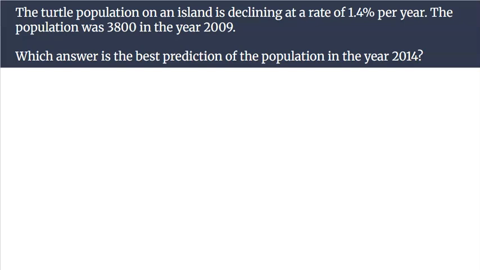All right, let's look at another one here. The population on an island is declining at a rate of 1.4% per year. The population was 3,800 in the year 2009. Which answer is the best prediction for the population in 2014?